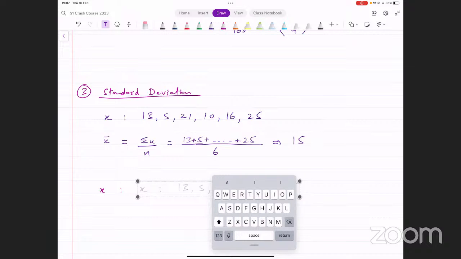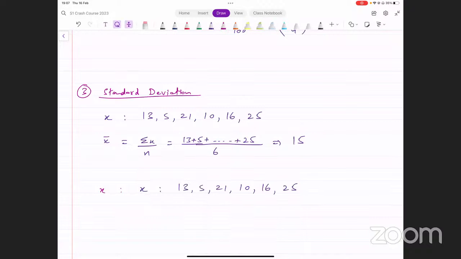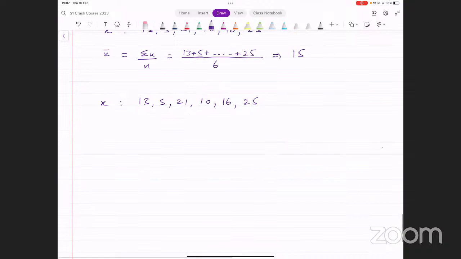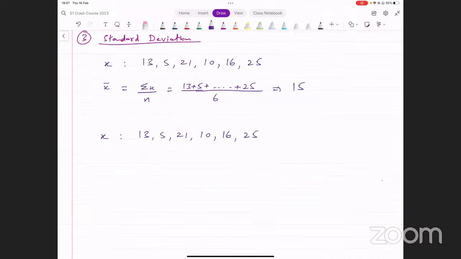So I've just copied those values here. These are the values of x that we have. Now, what we're looking for is the distance of these values from the mean. In mathematical form, that would look like this: x minus x bar. So we subtract the mean from each value: 13 minus the mean, 5 minus the mean, 21 minus the mean, and so on.